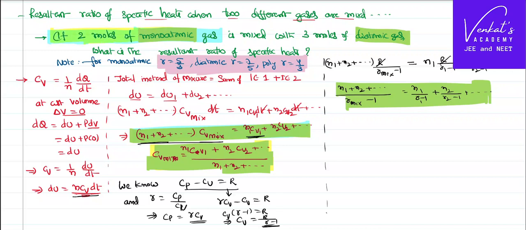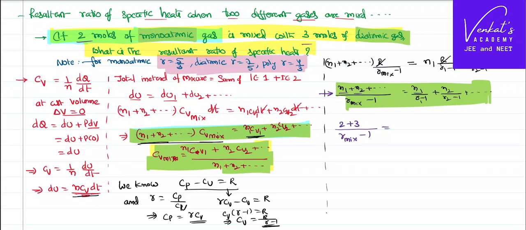He has given like this. When these are mixed together, what is the resultant gamma, right? So let us try to solve the problem. Yes, using this formula. N1 plus N2. N1 is 2, N2 is 3. So 2 plus 3, only 2, therefore I need not write plus and so on. Gamma of the mix I have to find out.